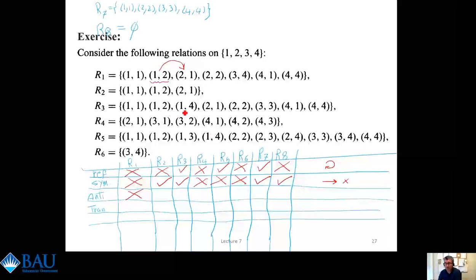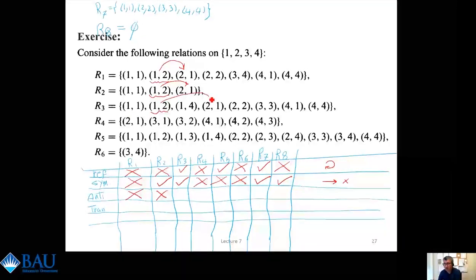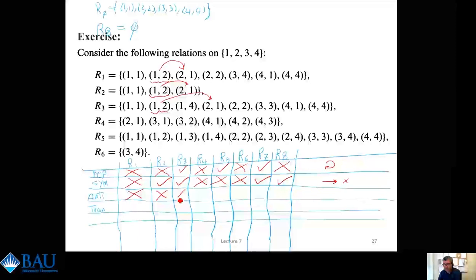Look at R2. 1, 1, don't check it. 1, 2. Do we have a 2, 1? Yes. This is not antisymmetric. Go to the next one. 1, 1, don't check it. 1, 2. We have a 2, 1. Stop. It's not antisymmetric. Go to the R4.